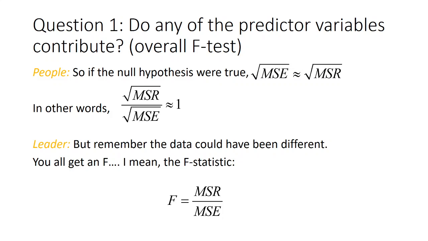Ah, yes. But remember, the data could have been different. We're not getting perfect knowledge. We're only getting this from the data, so we could get some sort of variability. And people, you all get an F. I mean, the F statistic. And the F statistic is the ratio of the mean square regression over the mean square error.